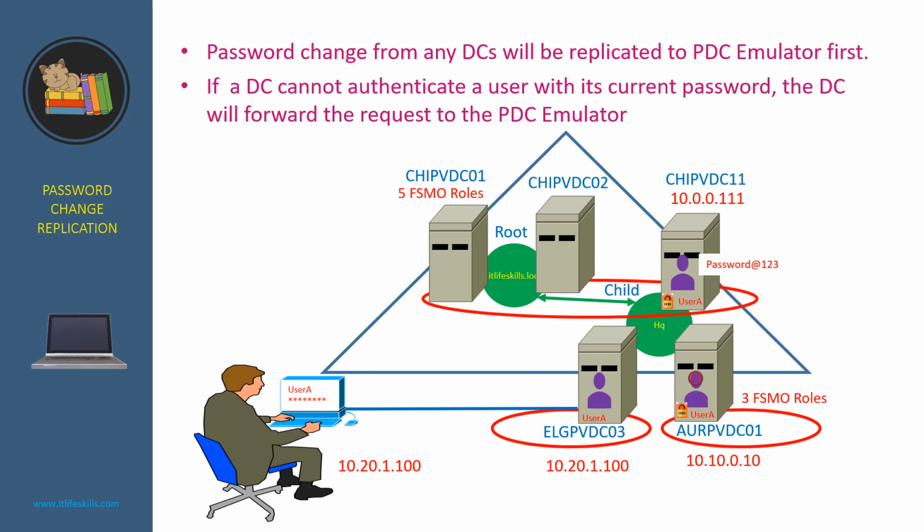OPVDC01 can decrypt the authentication message because it has the current password, so it responds to LHPVDC03 with the authentication response. At the same time, LHPVDC03 also updates user A's password, and it forwards the authentication response back to user A's computer and allows user A to log on.